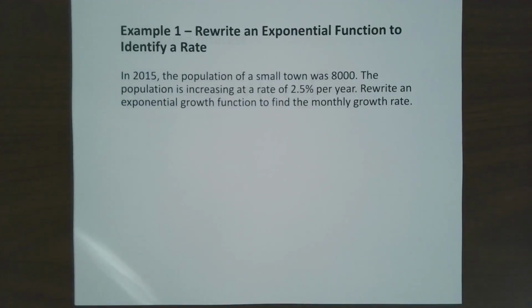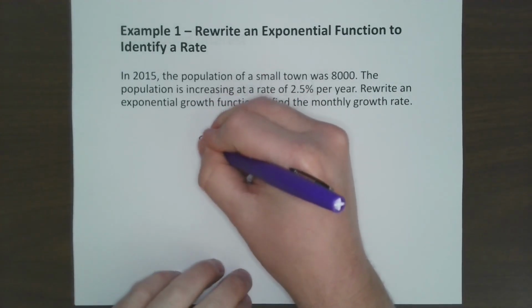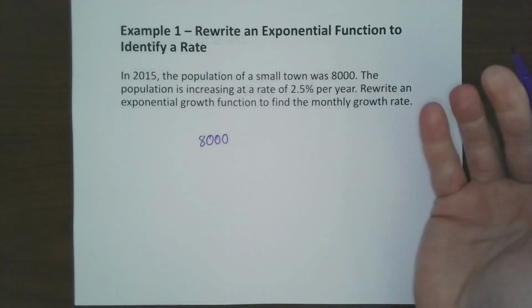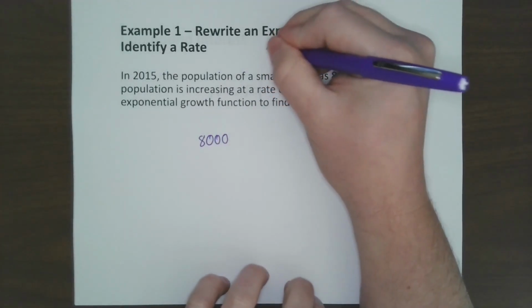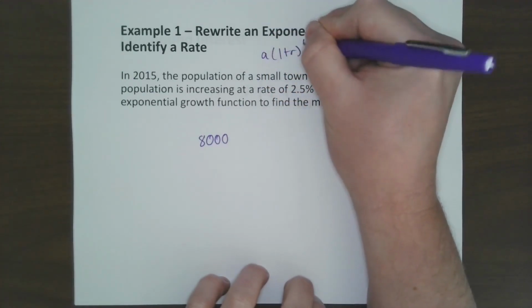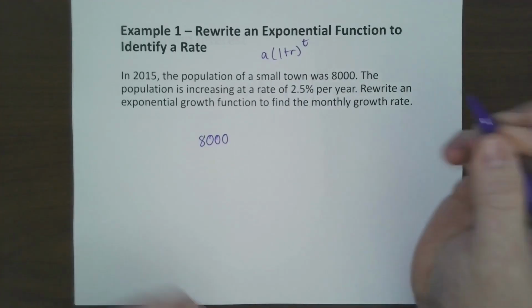So we're going to go ahead and start off with this problem right here. In this, it's another population problem. In 2015, the population was 8,000. So that's our starting amount. It says it's increasing, so it's a growth model. So we're going to use the growth equation, which is a(1 + r)^t. That's the one we're going to use.